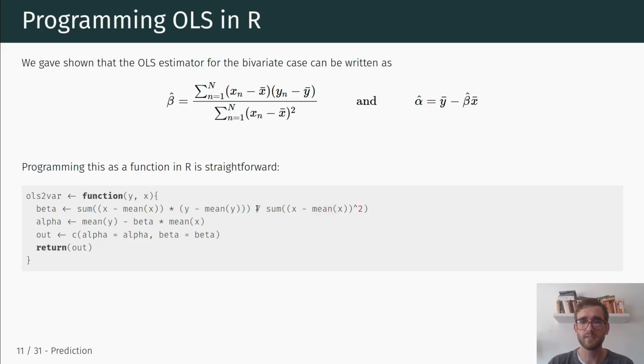All right, so that is our beta coefficient, and then we have our alpha, our intercept, where we now just have to take the mean of y minus the beta that we just computed times the mean of x, and that is our alpha hat. So the output will just be two elements, alpha and beta, and we're just returning this right here. So that's it. That's already a function that estimates OLS in the bivariate case.